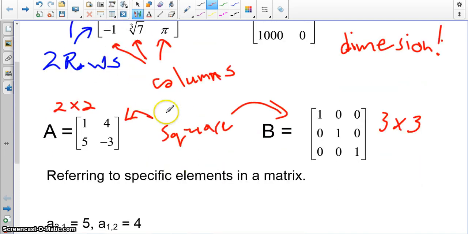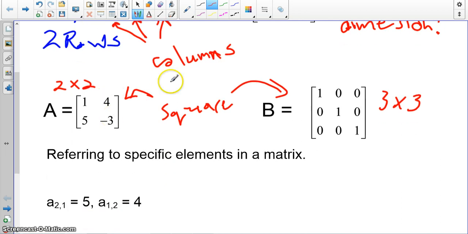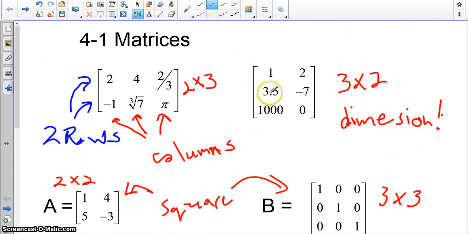Each little number in the matrix is called an element. So there's 9 elements in here. Most of them are zeros and the rest are ones, of course. For instance, in matrix B, there are 9 elements. In matrix A, there are 4 elements. And 6 and 6 up here.